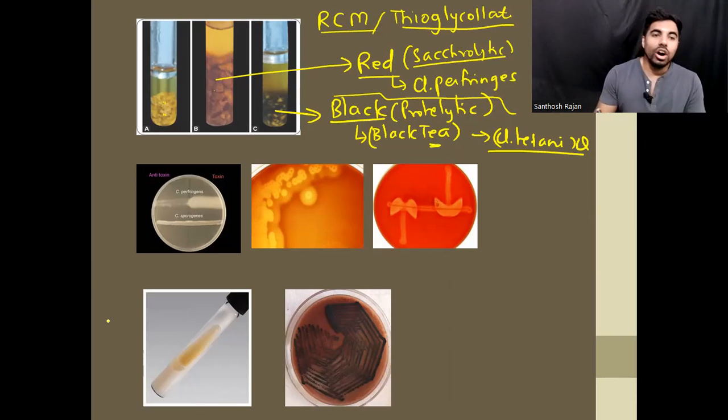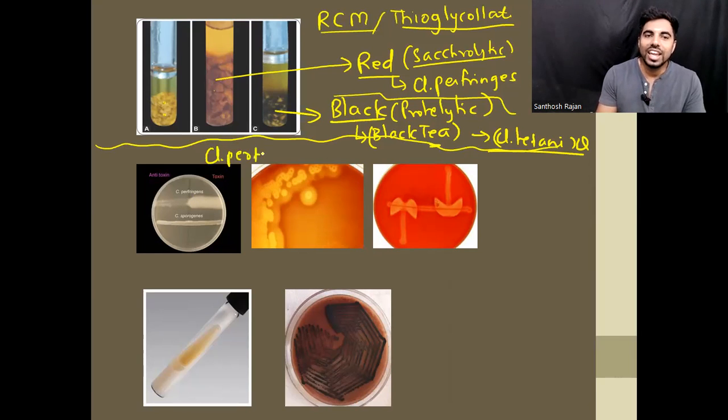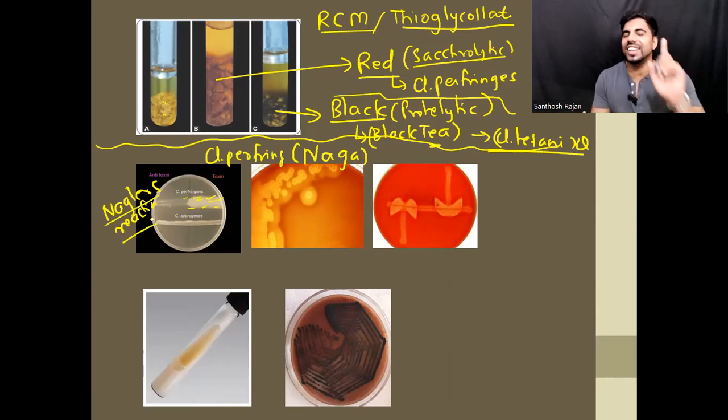Now, this is generally for Clostridium, but see this picture, Clostridium perfringens has something else, if you remember. Again, we are talking about Naga. Why Naga? Because of Naegele's reaction. Naegele's reaction is basically what? You know that. You see an opalescence if you put it on egg yolk agar. This is the egg yolk agar, and you see this clear opalescence around the colony. This opalescence is the Naegele's reaction. So Naegele's Naga is Mr. Perfect, Clostridium perfringens, no doubt.